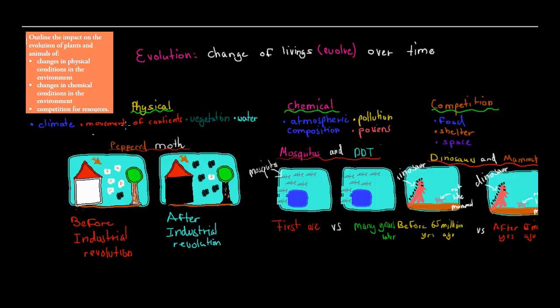We're going to go over the first dot point. So this is the first video we cover here. And it says, outline the impact on the evolution of plants and animals of changes in physical conditions in the environment, changes in the chemical condition in the environment, and competition for resources.